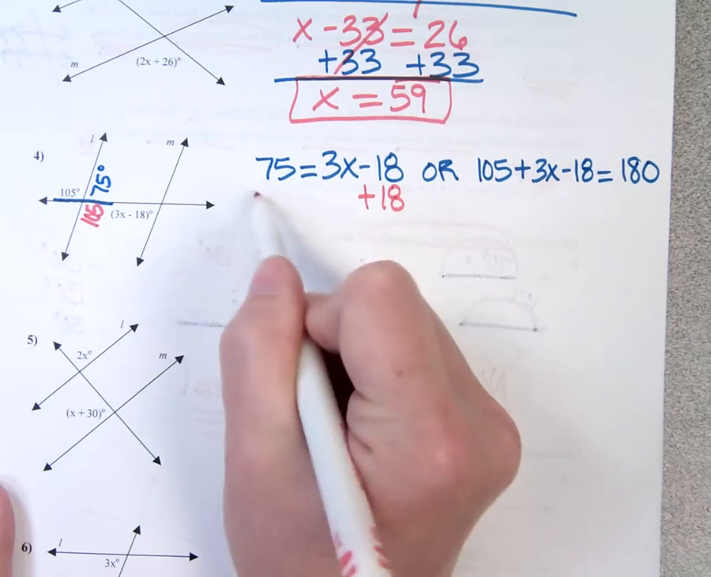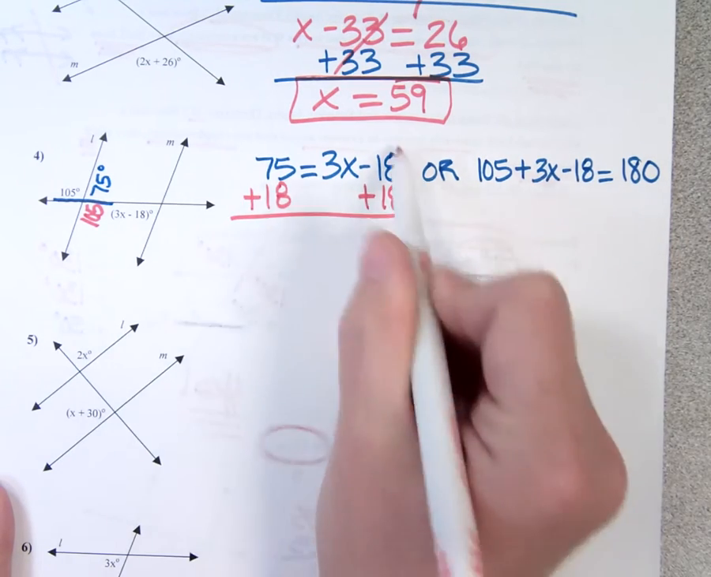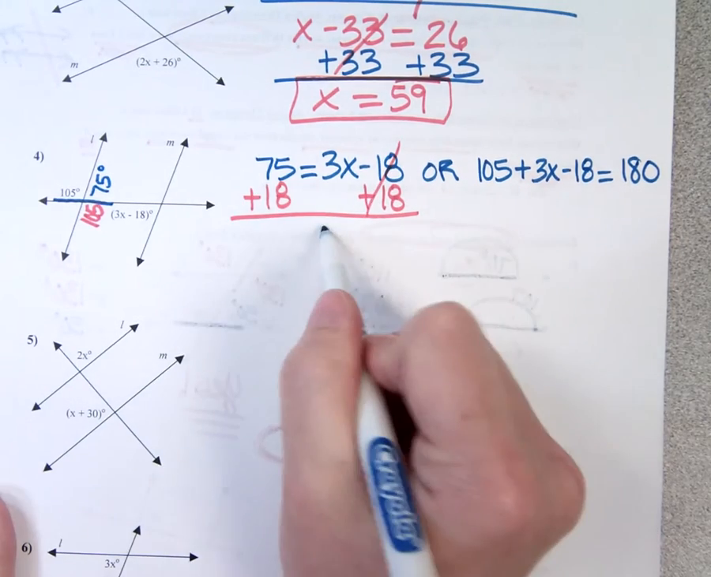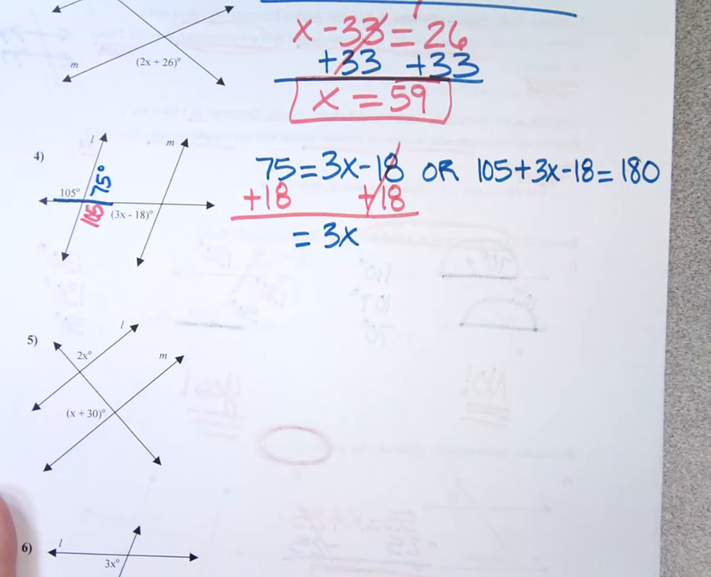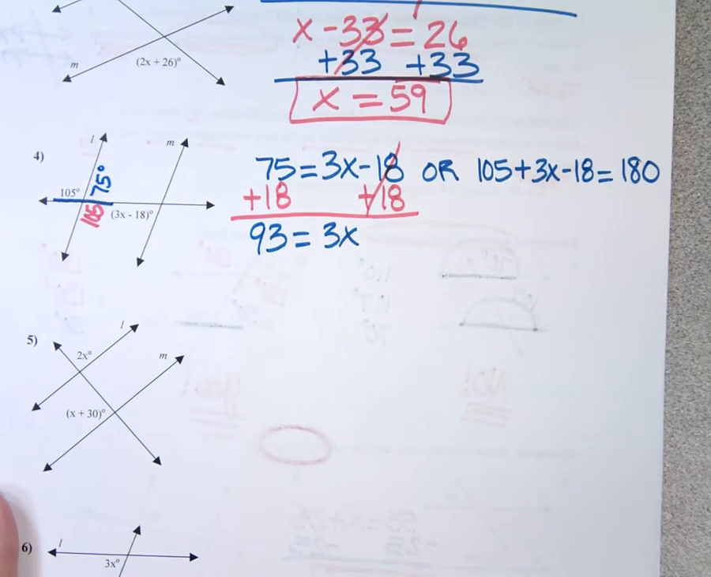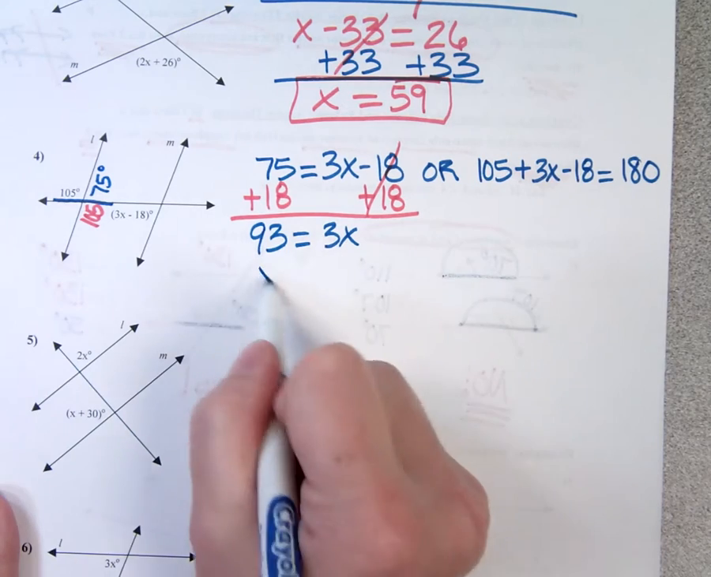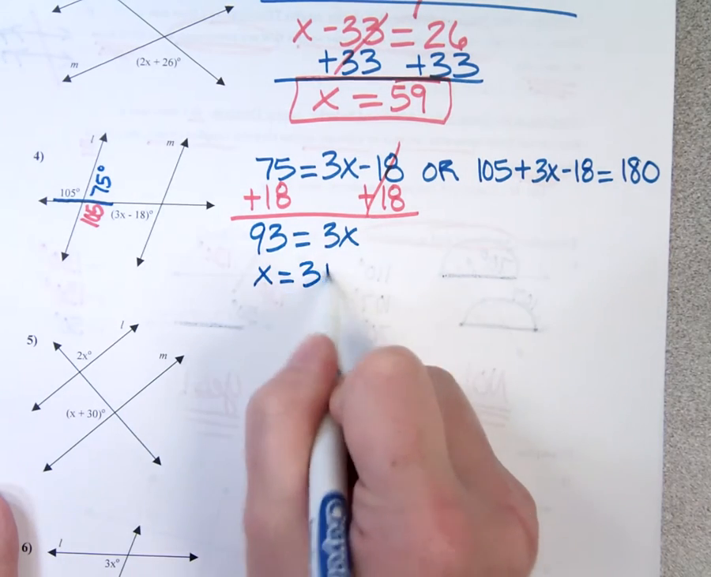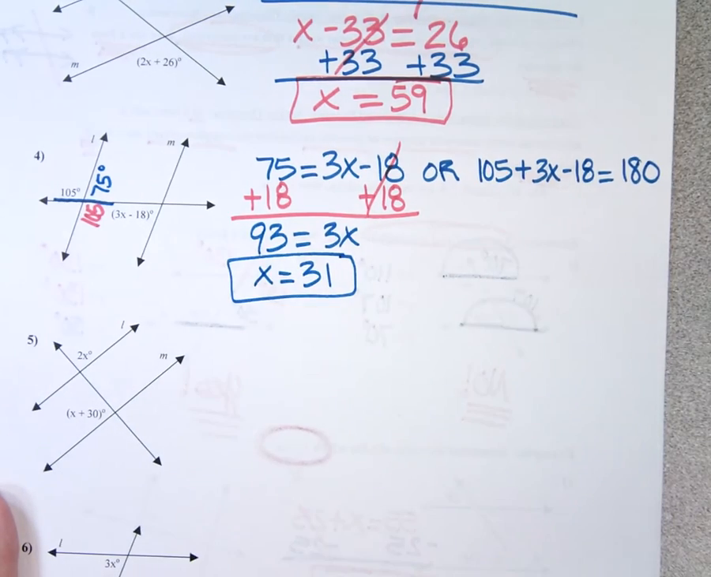So to remove a minus 18, I have to do the opposite and add 18. The 3x would drop, the equals would drop, and then what do you get if you add 75 plus 18? 93, and then I would need to divide both sides by 3, and what do you get if you do that? 31, and there's my answer.